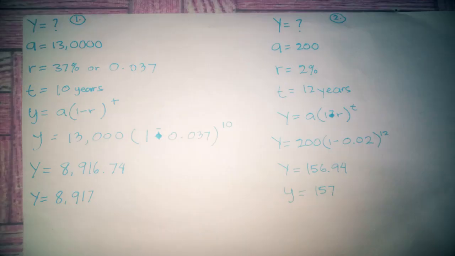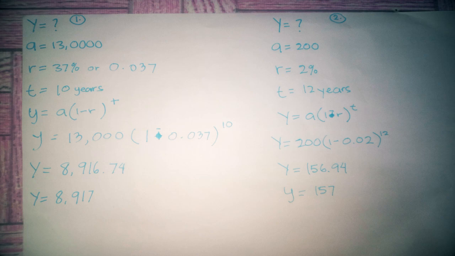Y equals question mark. A equals 13,000. R equals 37% or 0.037. T equals 10 years. Y equals A(1 minus R) to the power of T. Y equals 13,000(1 minus 0.037) to the power of 10. Y equals 8,916.74. Y equals 8,917.